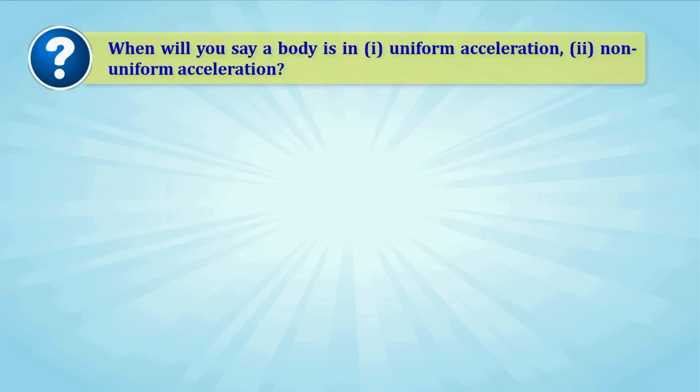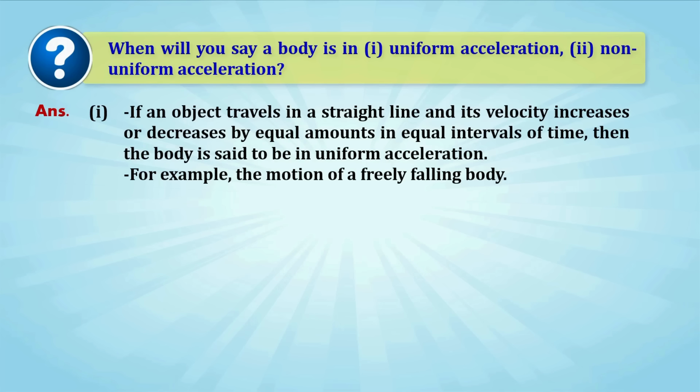Now let us answer the question. When will you say a body is in uniform acceleration and non-uniform acceleration? First, uniform acceleration. If an object travels in a straight line and its velocity increases or decreases by equal amounts in equal intervals of time, then the body is said to be in uniform acceleration. This means the change in velocity is constant with time.